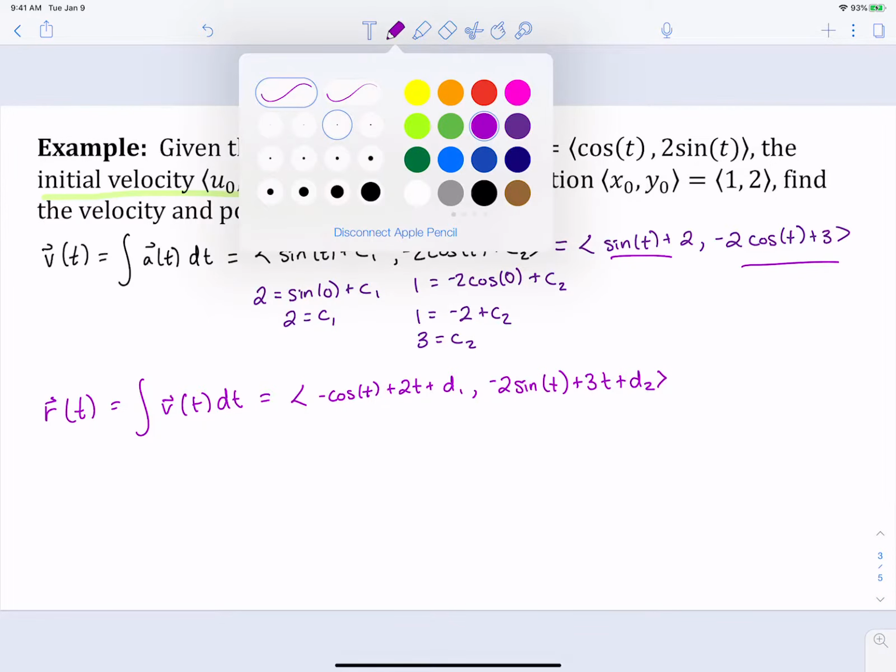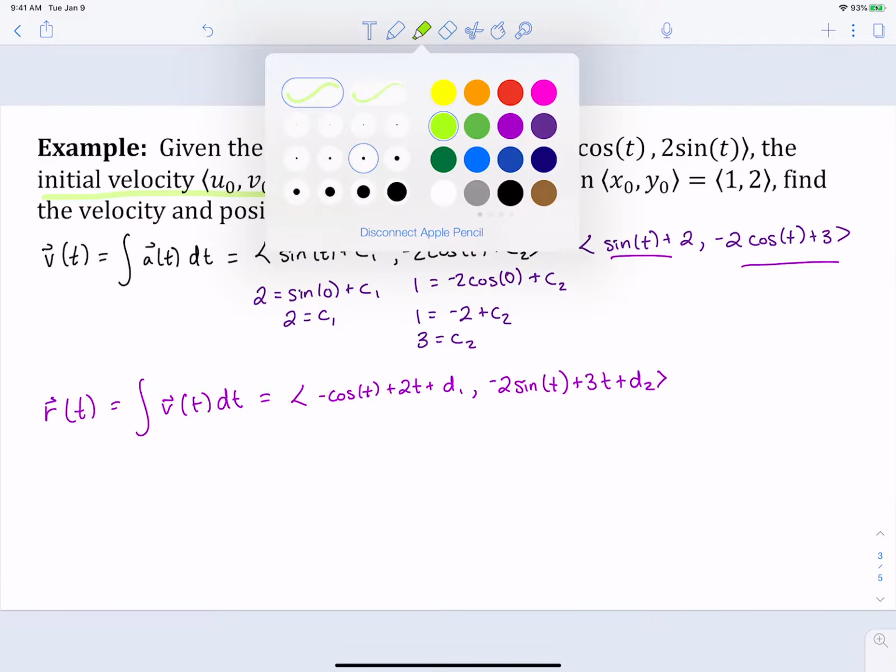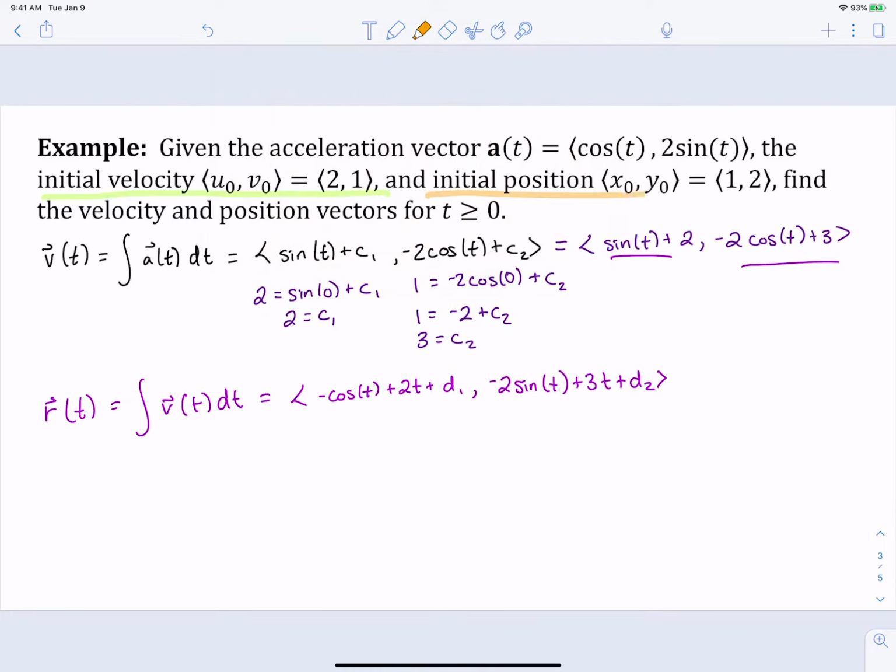All right, so now we're going to use, we'll get a different color here, our initial position to figure out what our two constants for our position function are. So again, we've done things similar to this before. This is saying when time is 0 for the x component, the output is 1. So if we plug in 0 for both of our times, we get that our output's 1. And same here, our output is 2 for that input of t being 0. So we just need to solve these two little equations.